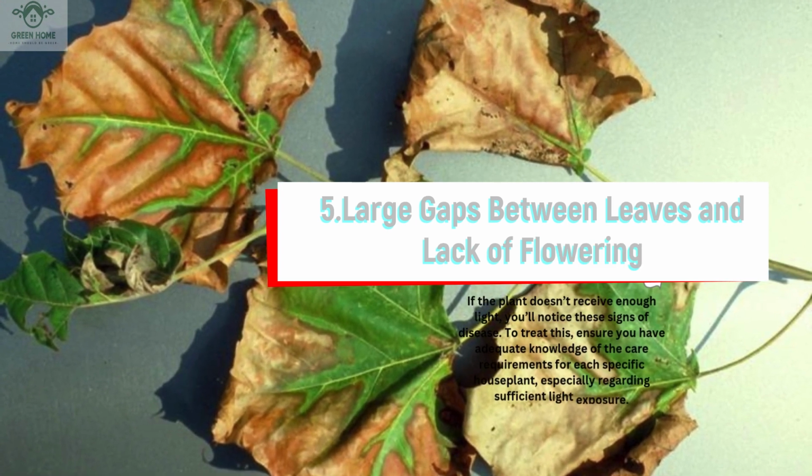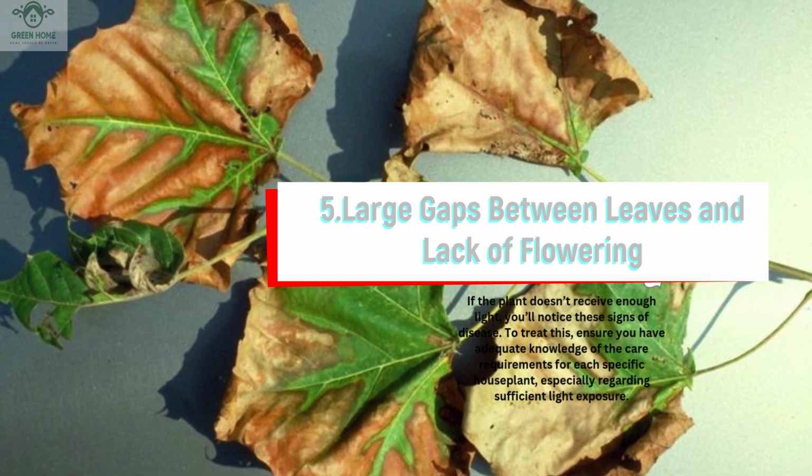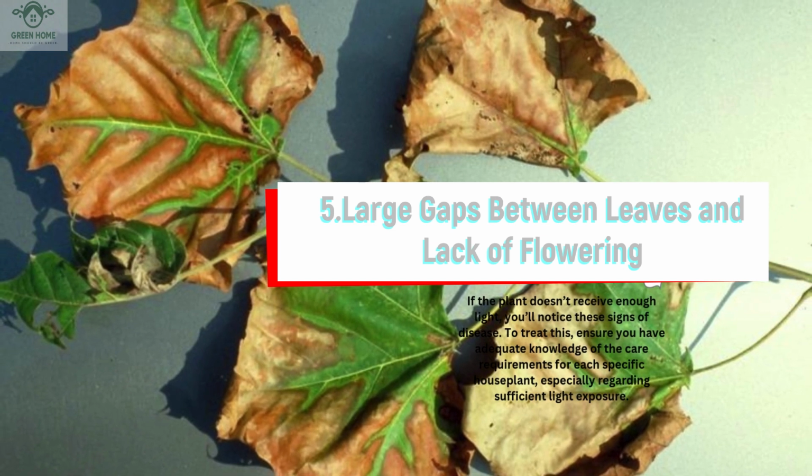5. Large gaps between leaves and lack of flowering. If the plant doesn't receive enough light, you'll notice these signs of disease. To treat this, ensure you have adequate knowledge of the care requirements for each specific houseplant, especially regarding sufficient light exposure.